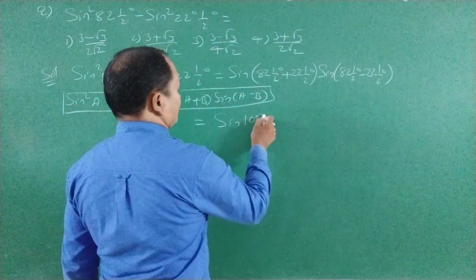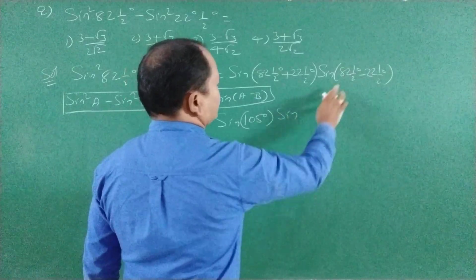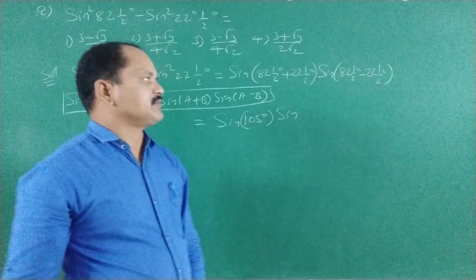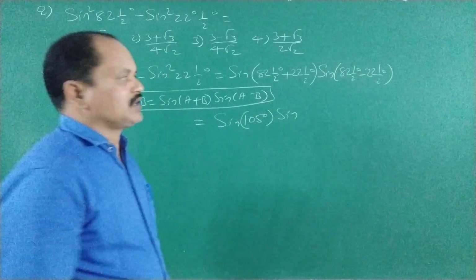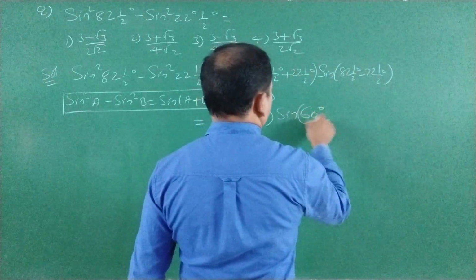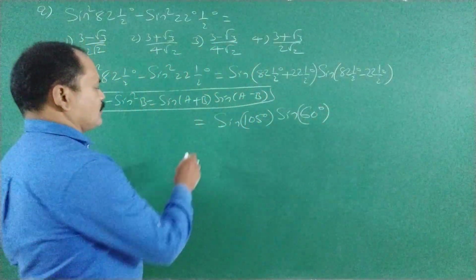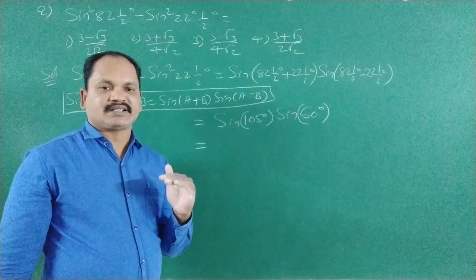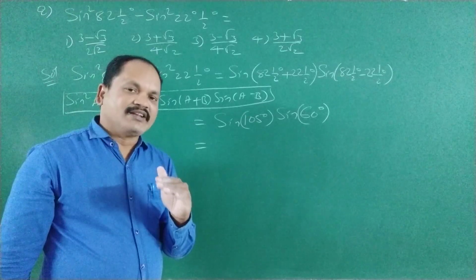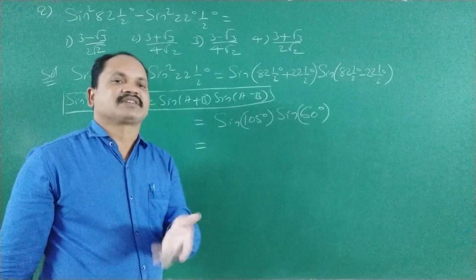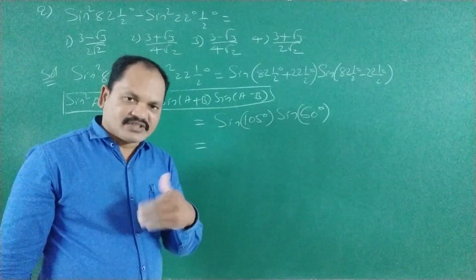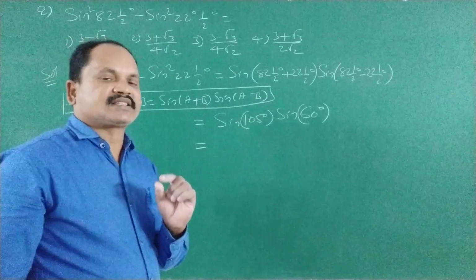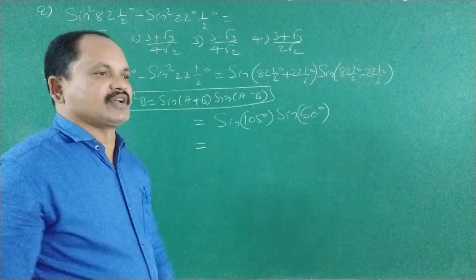Sine 105 degrees into sine, here the 2 and a half gets cancelled. That's why 80 minus 20 is 60. So it is sine 60 degrees. Now observe, actually sine 105 is sine (180 minus 75) or sine (90 plus 75). Sine (90 plus 75) is cos 75. Cos 75 value is (root 3 plus 1) by 2 root 2.